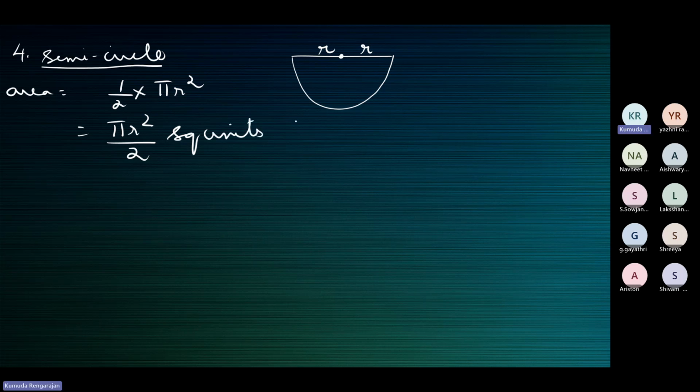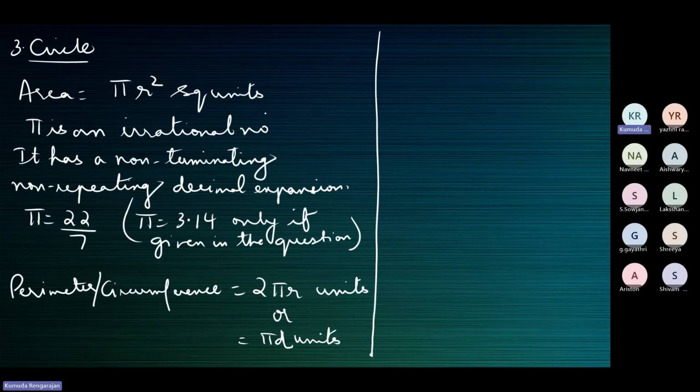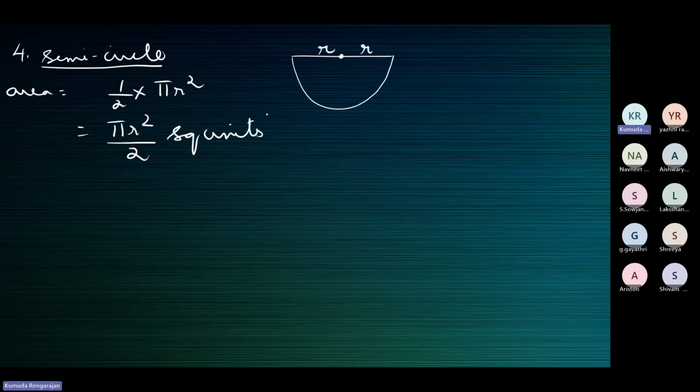A semicircle is half of a circle. So its area is equal to half into pi r square, because pi r square is the area of a circle. Half of it will be half into pi r square, or pi r square by 2 square units.